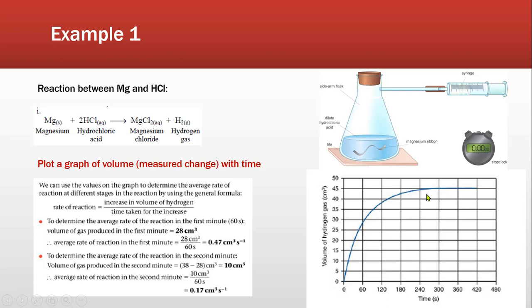So at 3 minutes, you see the volume of hydrogen gas produced is 45 cm cubed. After this, no more hydrogen gas is formed. So at this point where it flattens, you can say it has stopped reacting.